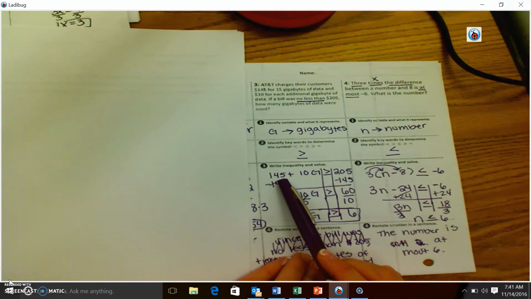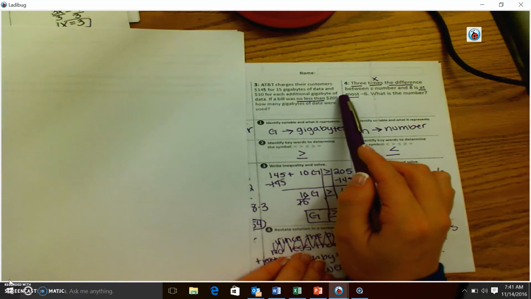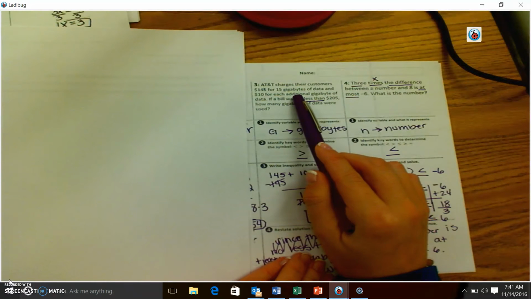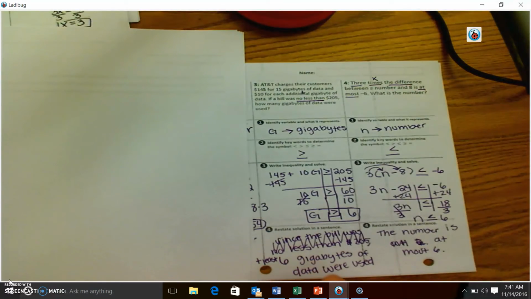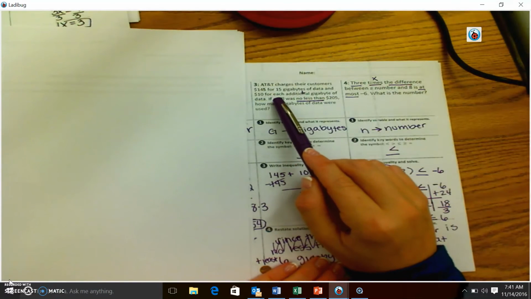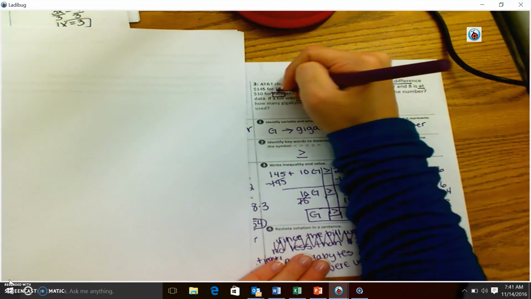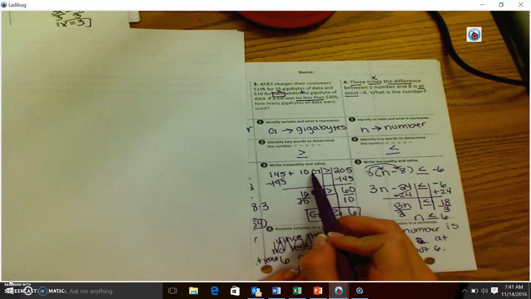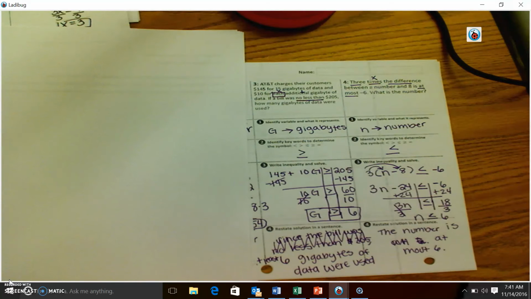So 145. And then it says $10 for each additional gigabyte of data. So we are adding because it says additional. So we are adding on. So that's where that comes from. Then it says $10 for each additional gigabyte. Each means to multiply. So that is why we represent it as 10G, because that's saying $10 for each additional gigabyte. But we don't know our gigabytes. We have to figure that out.